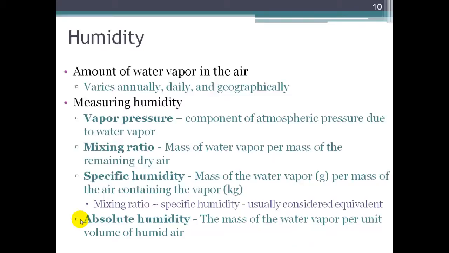Specific humidity is the mass of water vapor per mass of the air containing the vapor. These are very similar, mixing ratio and specific humidity, so they're usually considered to be about the same. And absolute humidity, which is the mass of the water vapor per unit volume of humid air.